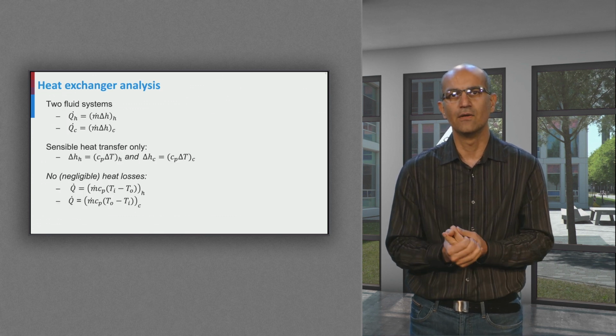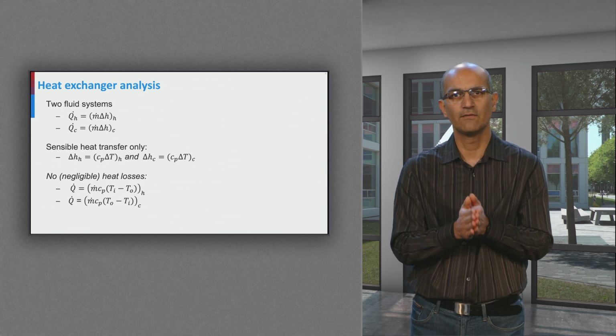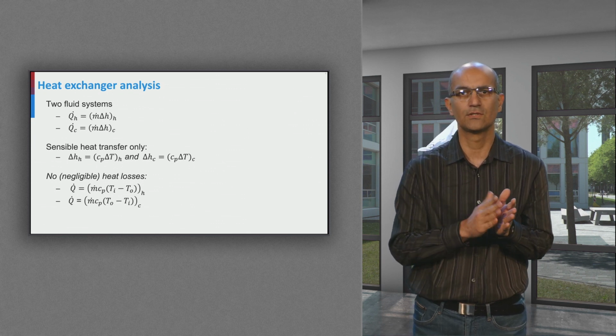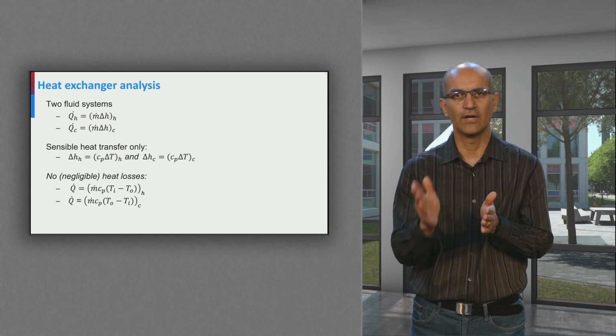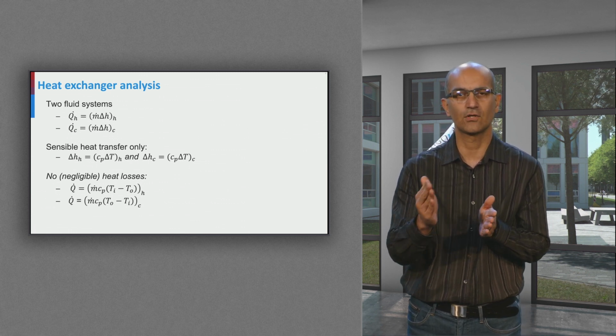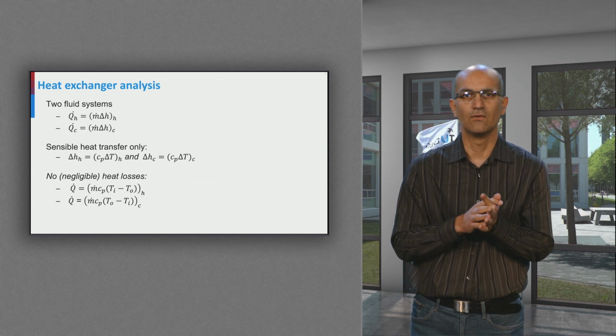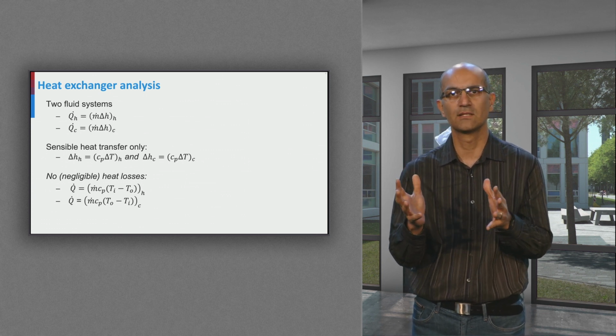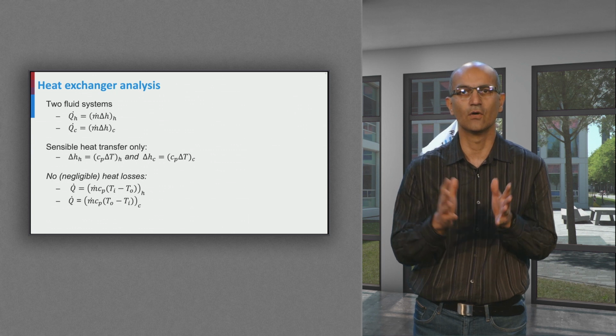If we assume that no heat is lost, then the numerical value of enthalpy change in hot and cold fluid streams must be the same. For air and water, in the absence of phase change, you'd remember that the enthalpy is a linear function of the temperature difference. So we're left with an equation that relates the average inlet and outlet temperatures of two streams to each other.